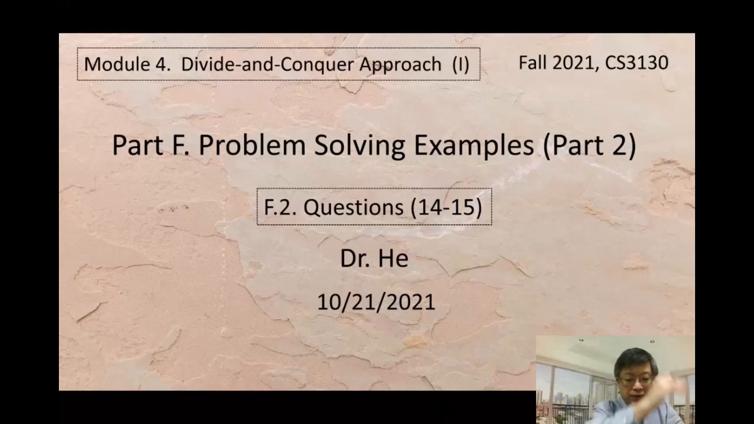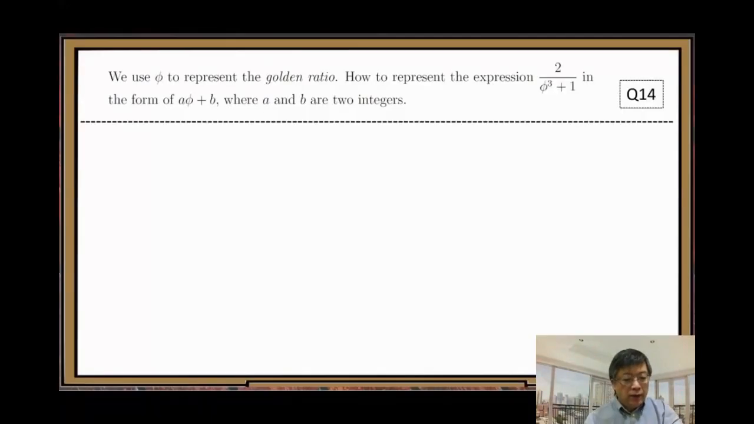F.2, another two questions, question number 14 and 15 for our problem-solving examples. The first example, question number 14. We use phi to represent the golden ratio. How to represent the expression 2 over phi cubed plus 1.